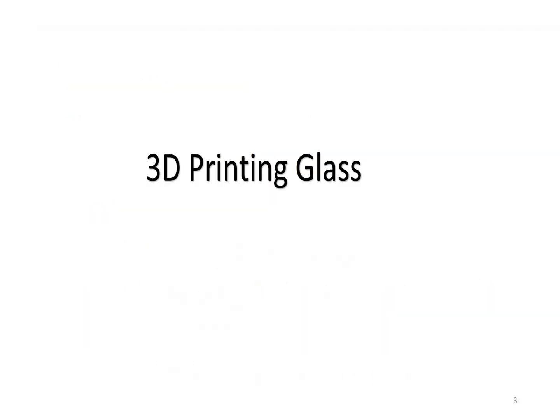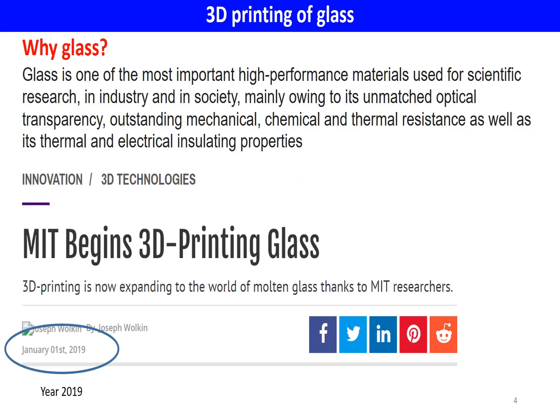I will start by using examples of 3D printing of glass. Glass is a difficult material to work with, as any glass blower can attest to, and it's really very important in any chemistry department anywhere in the world. So I will start by discussing 3D printing of glass. And you may ask, why glass?